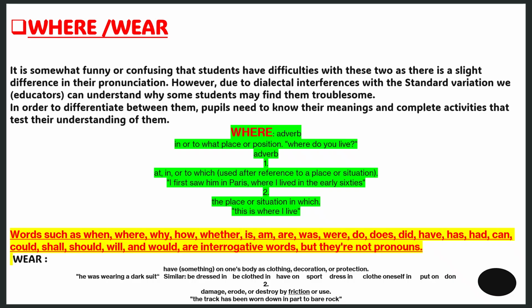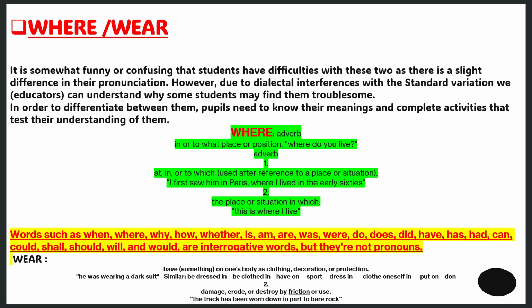Let's now look at our second pair of homophones, and these are where and wear. It is somewhat funny or puzzling, I should say, that students have difficulties with these 2, as there is a slight difference in their pronunciation. However, due to the dialectal interferences with the standard variation, we educators can understand why some students may find them troublesome. In order to differentiate between them, learners need to know their meanings and, of course, complete activities that can actually test their understanding of them.